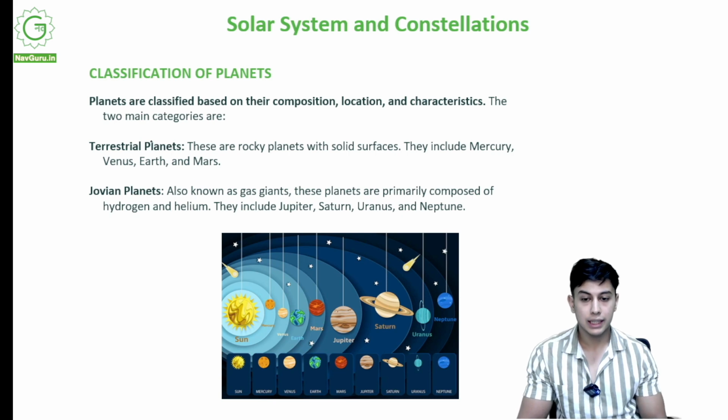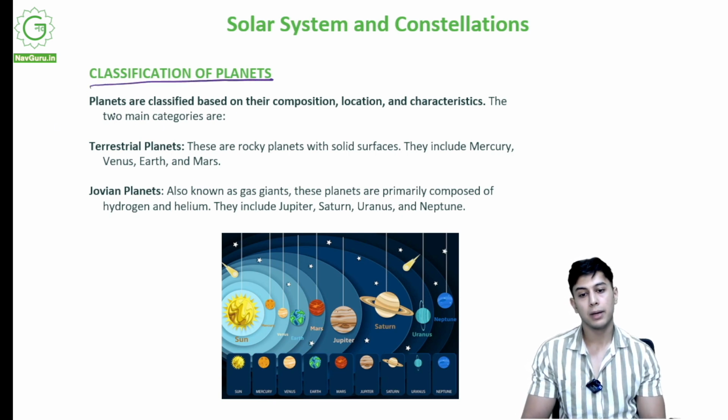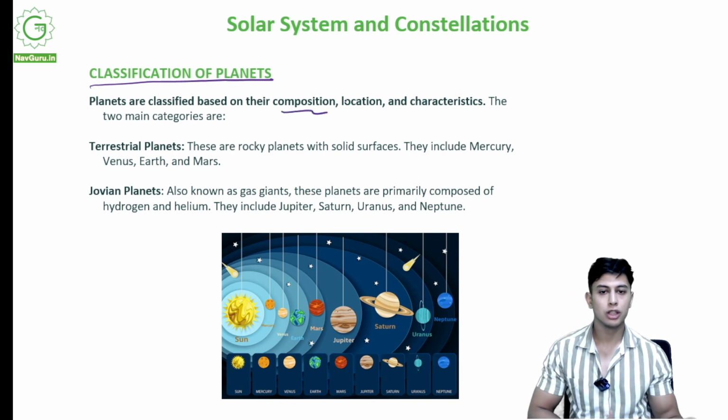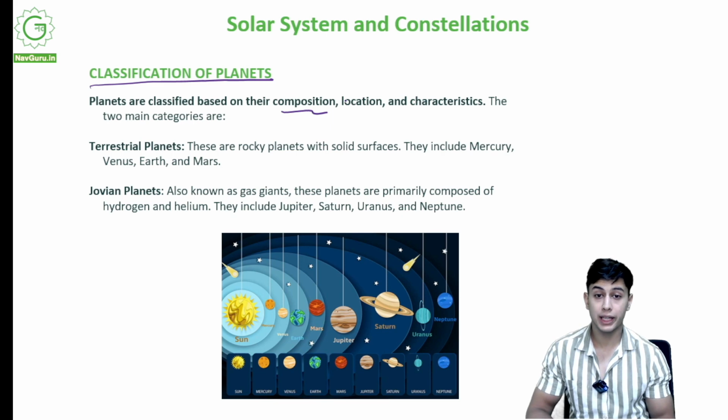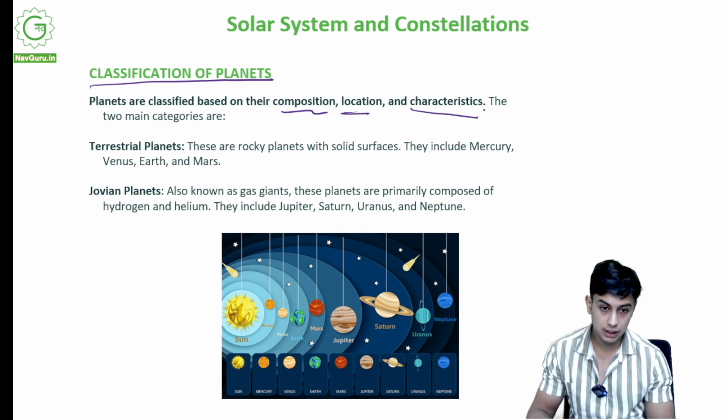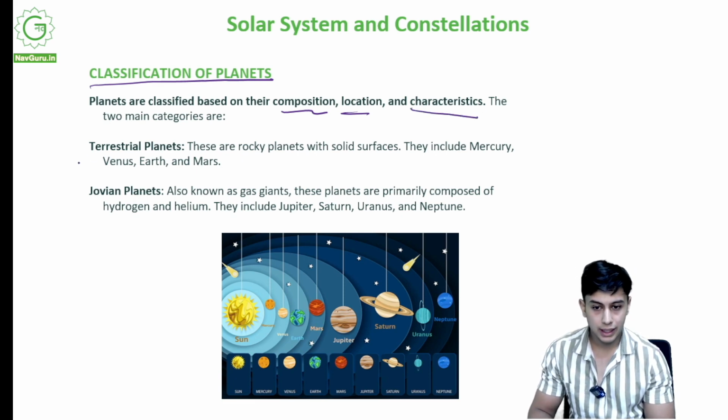Now we come to classification of planets. How do we classify the planets? Planets are classified based on their composition, like what all is in their soil, gas, liquids, like I told you, terrestrial or jovian. Their location, where are they located? Their characteristics, what type of characteristics they show. So the 2 main categories are terrestrial planets and jovian planets.